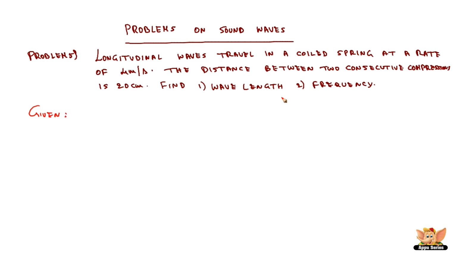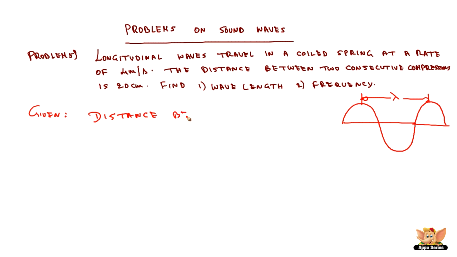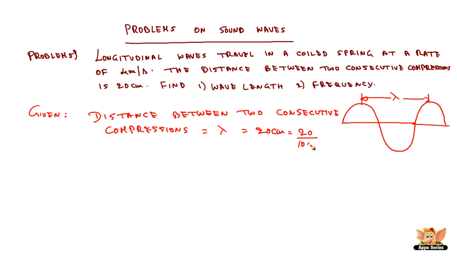So what is given? He says the distance between two consecutive compressions. What is the distance between two consecutive compressions? See, if we draw a sound wave, this is a compression, this is a compression, and the distance between the two consecutive compressions is nothing but the wavelength. So we know the wavelength, lambda, which is given as 20 centimeters or 20 by 100, which is 0.2 meter.